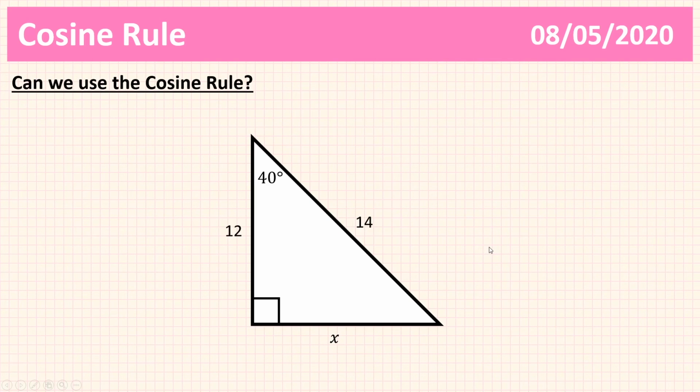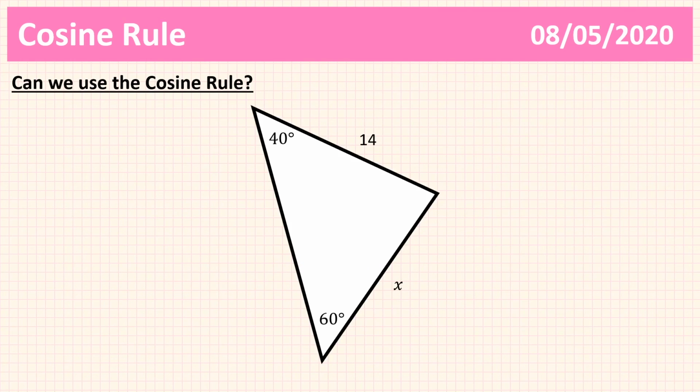What about this one? The answer to this one is yes, but we wouldn't use the cosine rule here because it's a right angle triangle, and in that situation we would just use Pythagoras. Remember, Pythagoras is for right angle triangles and the cosine rule is usually used for non-right angle triangles. That does not mean you cannot use it for right angle triangles, it's just inefficient to do so.